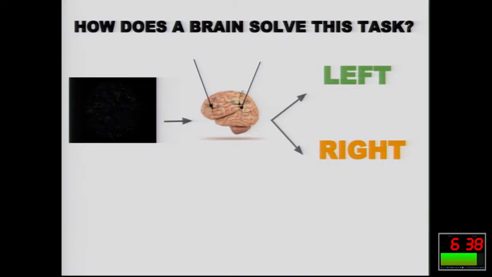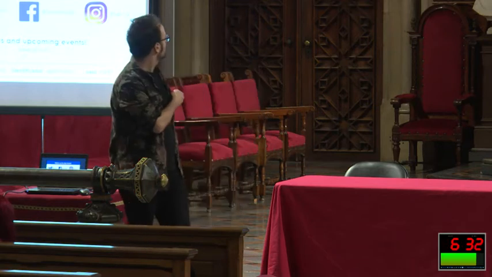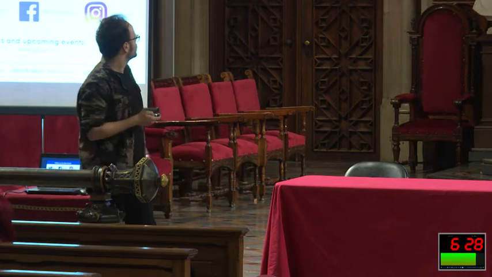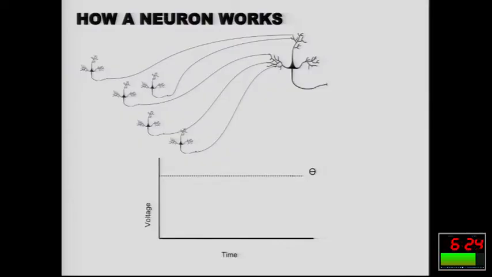So apart from the stimulus information and the behavior outcome, we also have access to the neuron activity from animals, of course, not humans. So let's start from the beginning. How does a neuron work? So neurons receive inputs and send outputs to other neurons. In this case, we have a group of neurons that sends the output to this big neuron over here.